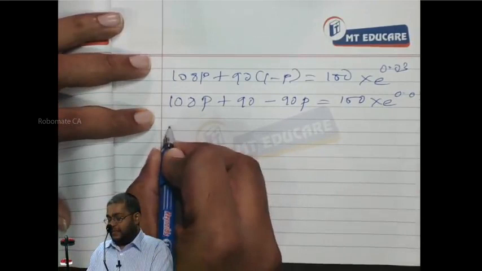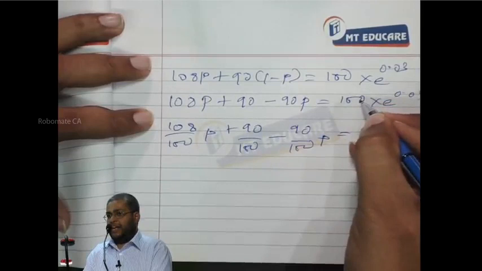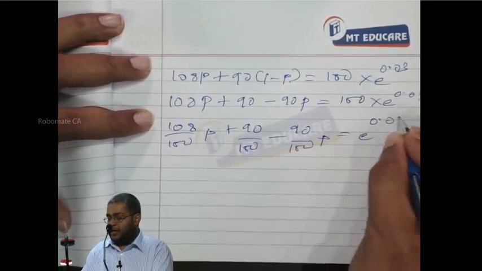108 by 100p plus 90 by 100 minus 90 by 100p is equal to 100 by 100, which is 1. Now this is also spot price only. It becomes 1 is equal to e power 0.03. Yes or no?